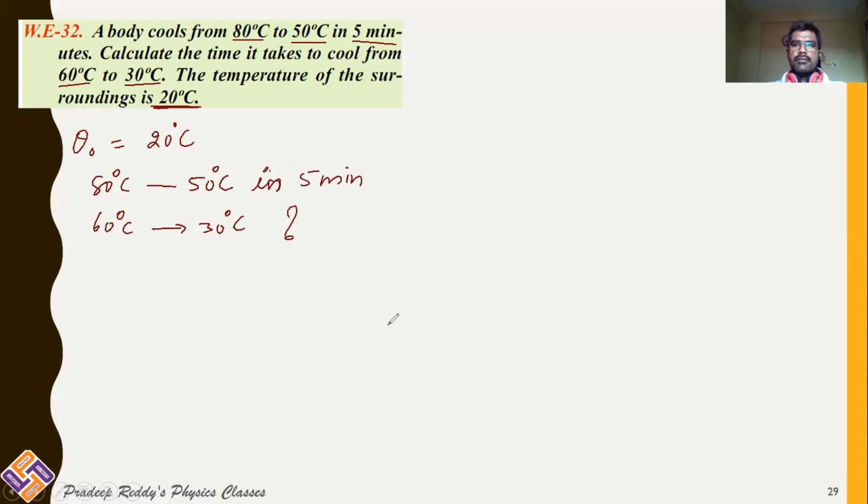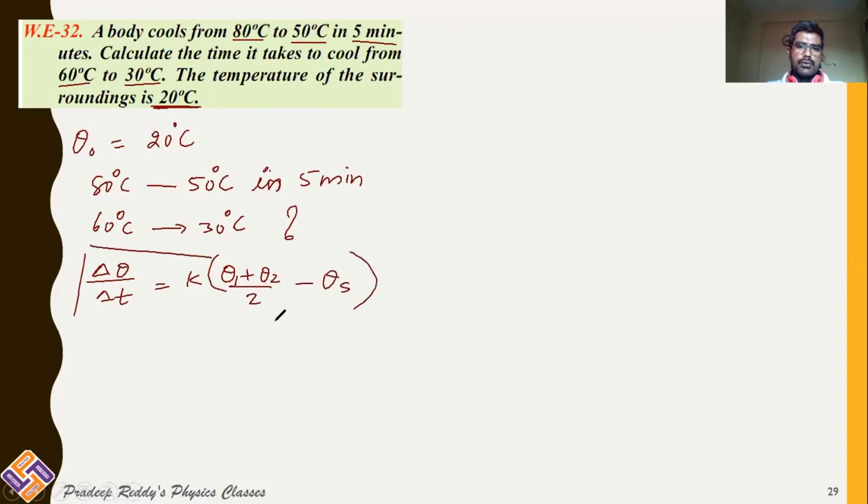Now we will be using Newton's law of cooling. What does it state? Delta theta divided by delta T is equal to some constant K into theta minus theta naught. And what about this theta? You should write it as the average of theta 1 plus theta 2 divided by 2, minus the temperature of the surroundings. This is the equation which you need to use.